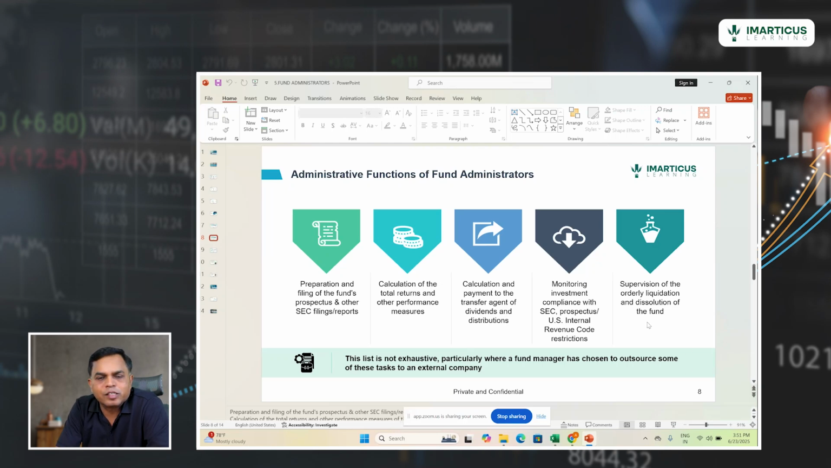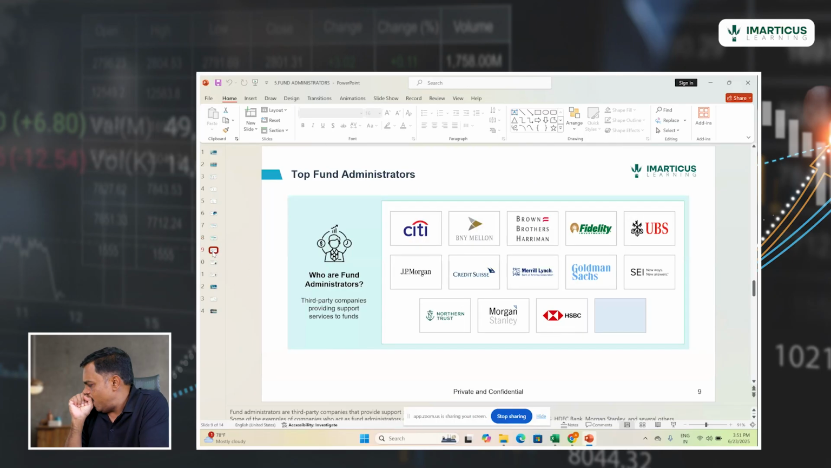Last, they are responsible for the liquidation and dissolution of the fund. If the fund decides to wind up, they take care of all the winding up activities. So these are some of the administration functions of the fund administrator. Now, some of the top fund administrators are Citi, BNY Mellon, Brown Brothers Harriman, Fidelity, Goldman Sachs, and Citco, some of the top fund administrators in the industry.